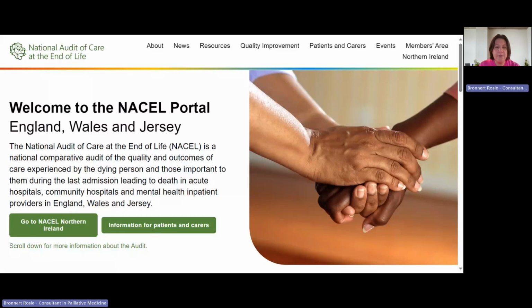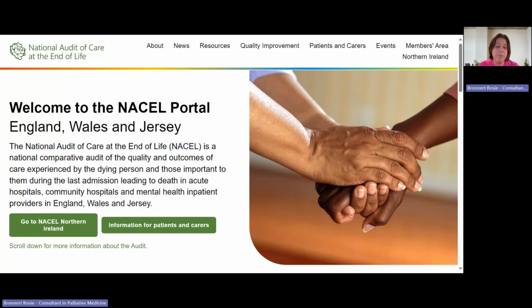Today we're going to have a look at some data to think about how NASAL can help you understand the local position about recognition of dying in your hospital, and how that data might help you understand what quality improvement work is needed. So we're going to go through how to access the data and what it might mean using some example data.